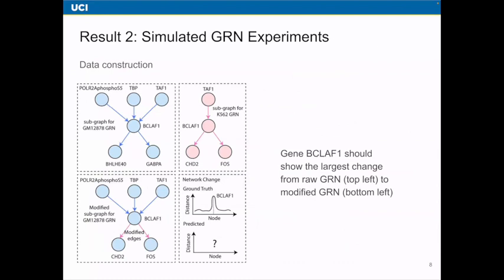So in order to prove the superiority of iHerd, we also designed a simulated GRN experiment. Since it's hard for us to get the ground truth, we manipulate the true GRN and generate a simulated GRN, and then put those two GRNs to different methods to quantify network changes.